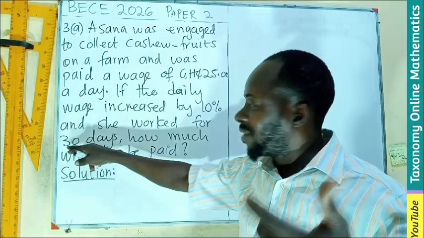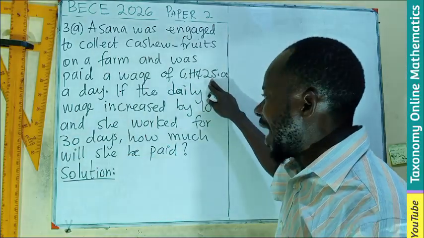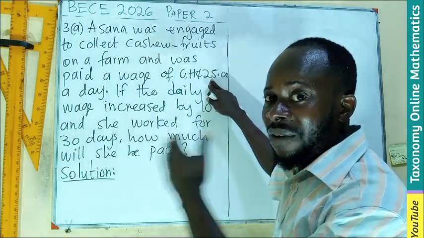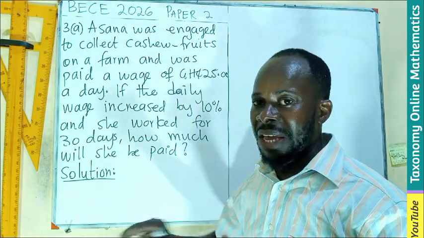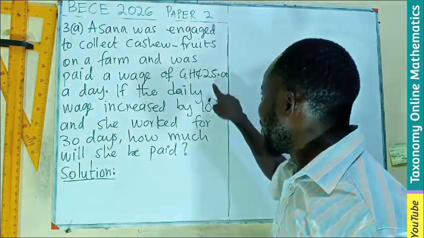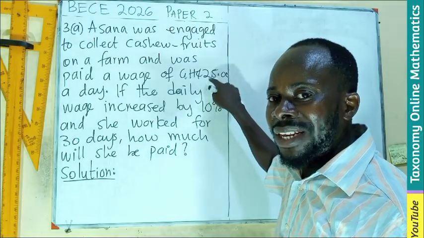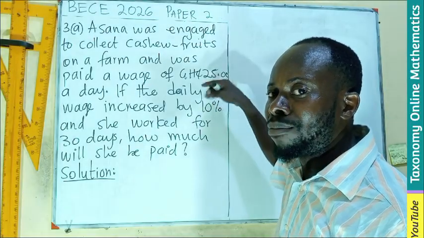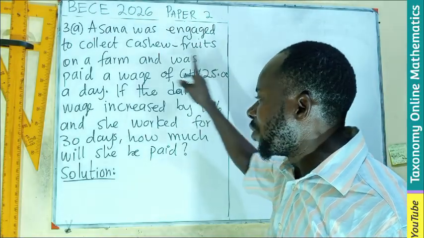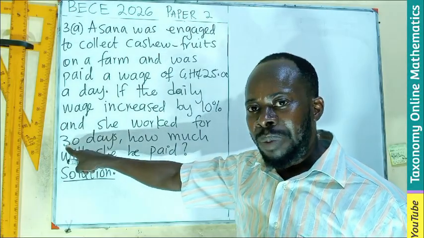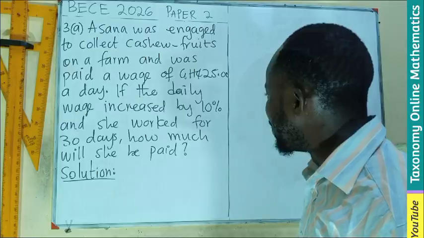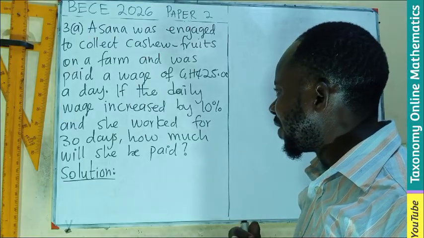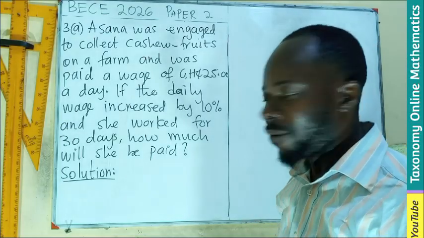So in the olden days, she is going to collect 25 every day, so 25 times 30 will give you the total. But if it is increased, it means that she will not be paid 25 cedis again. She will be paid more than 25 cedis, and that will tell you how many times we multiply by this. So those are the various aspects. Let's start with the wage per day.